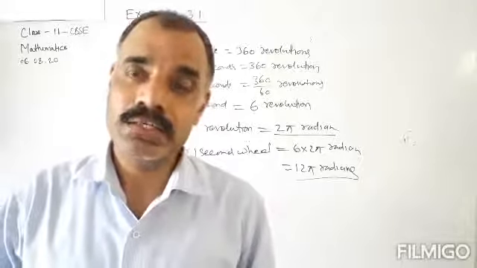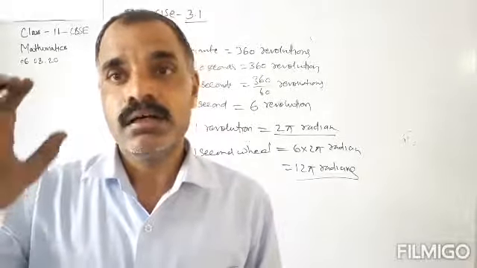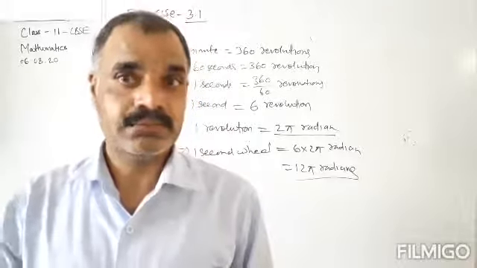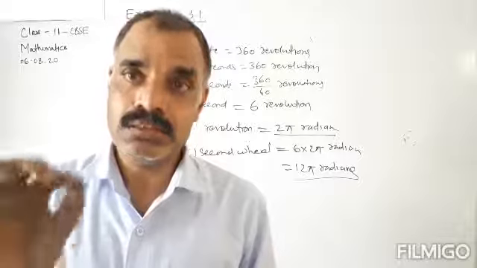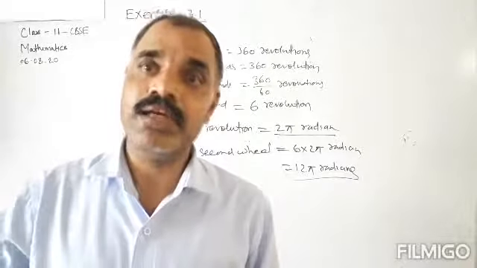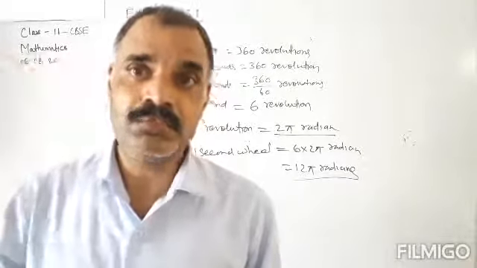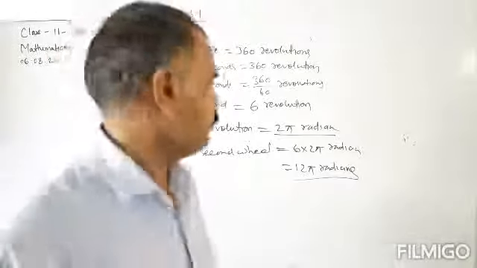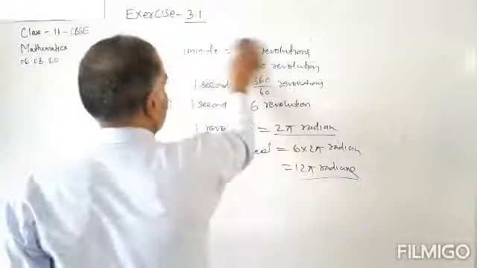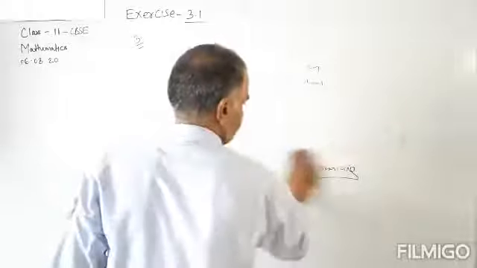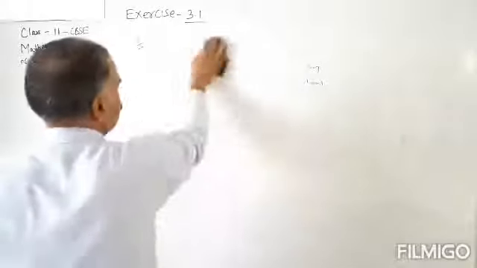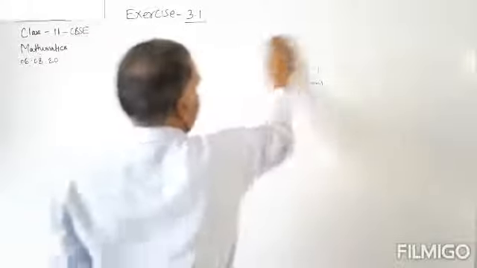Okay, related to the wheel, related to pi radians. Pi radians is turned by the wheel or by an initial ray when it completes one rotation. So in one complete rotation it turns 2 pi radians. So in 6 revolutions it will turn 12 pi radians. So the final answer is 12 pi radians.